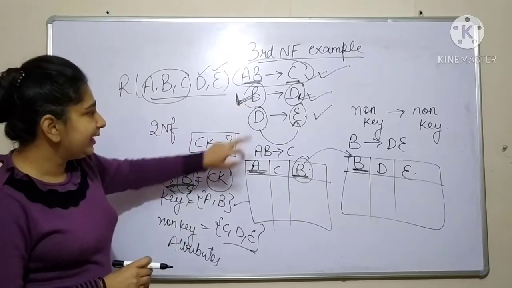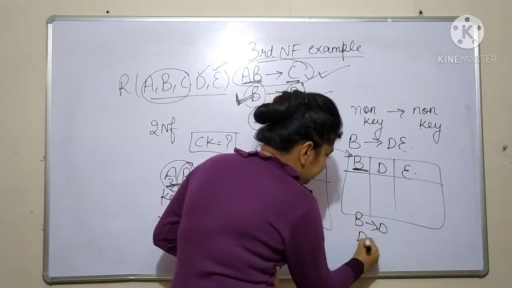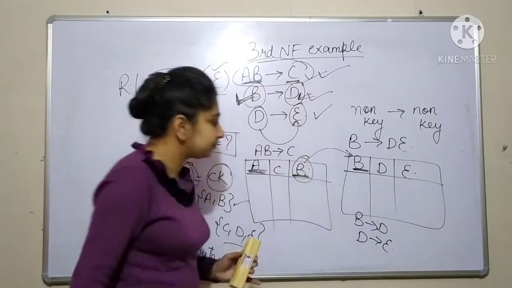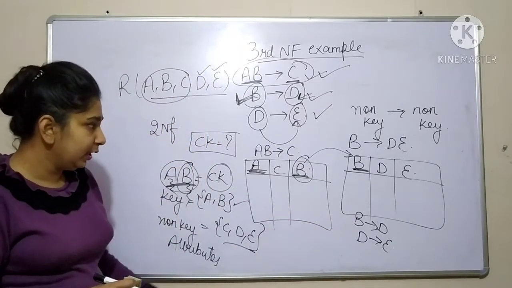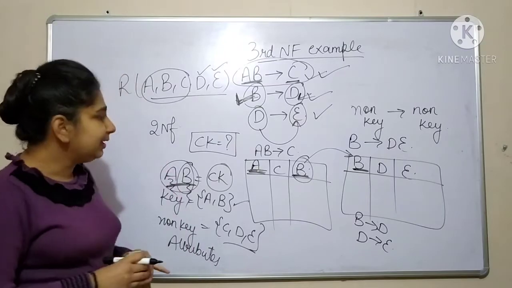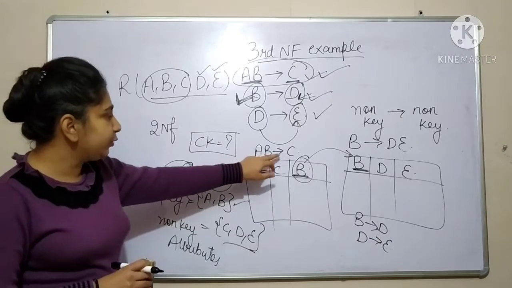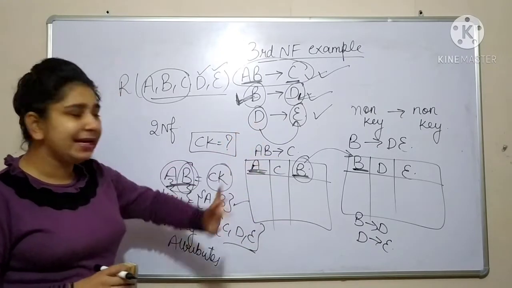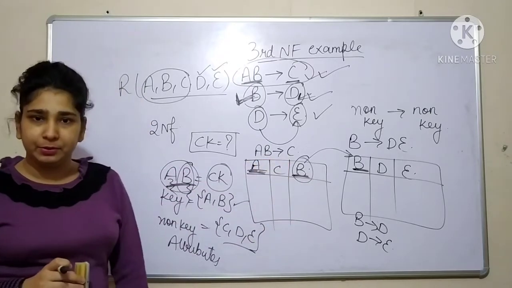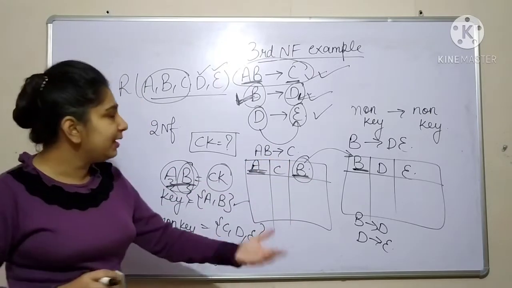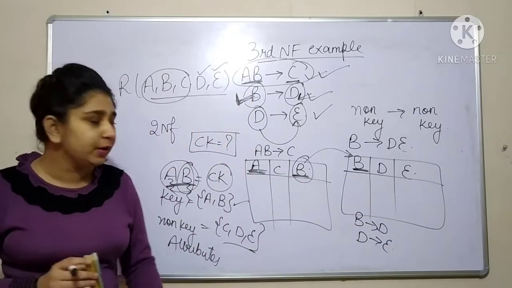Okay, and the functional dependencies B to D and D to E are present in this relation like this. So, if you look at this relation, is it in the second normal form? A, B to C, your complete candidate key of this relation is determining a non-key attribute. Okay. Now let's check if this relation is present in the second normal form or not.